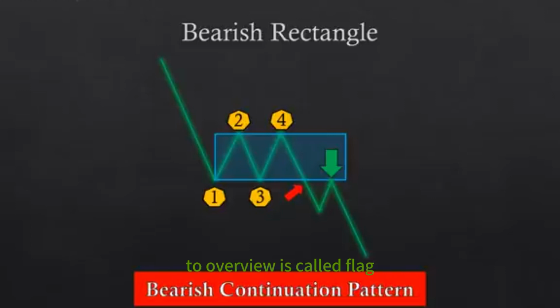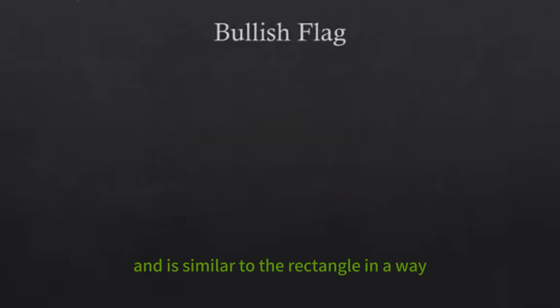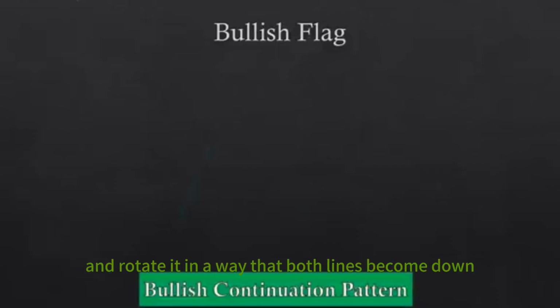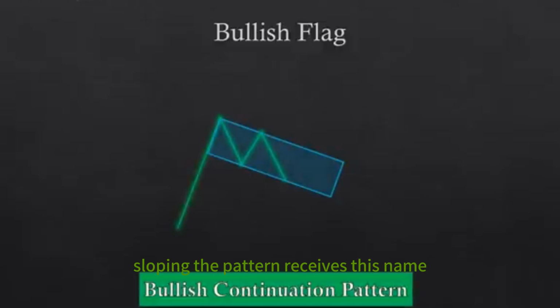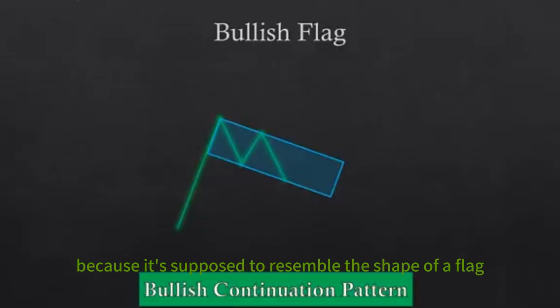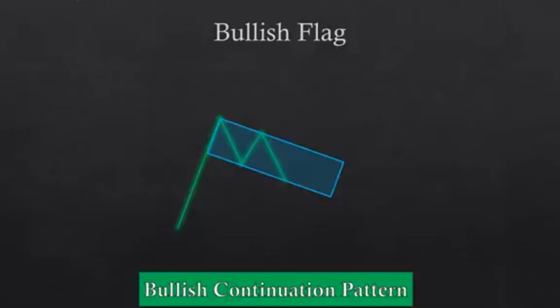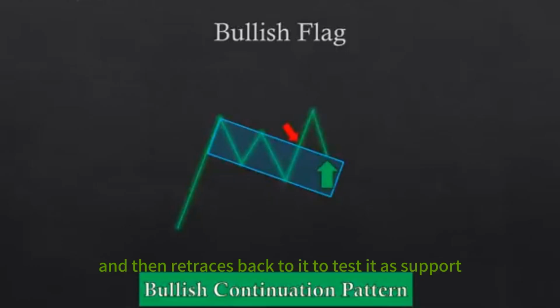The next pattern we are going to overview is called flag, and is similar to the rectangle in a way, but it has a few extra twists. Starting with the bullish flag first, imagine that you take a bullish rectangle, rotate it in a way that both lines become downsloping. The pattern receives this name because it's supposed to resemble the shape of a flag, the trending part of price being the bull, the consolidation being the flag. Once again, a simple analogy, but might be useful for quickly recognizing the pattern in a visual way. The confirmation for the bullish flag happens when price breaks above the upper downsloping line, and then retraces back to it to test it as support.